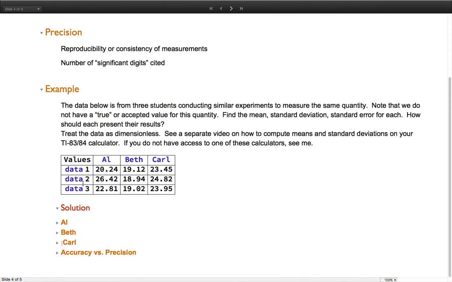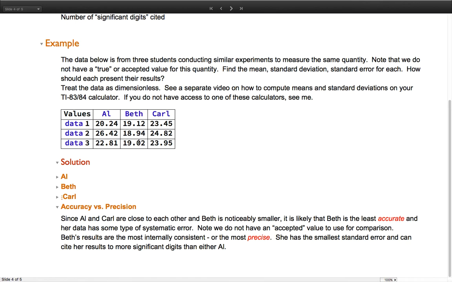Now we can discuss a little bit the difference between accuracy and precision. Now here we don't know what the true value is. There's no true value. So we really can't, as we often can't, discuss which one is more accurate. However, if we look at Al and Carl, they're both fairly close to each other. Namely, they're numbers that are a bit over 20. Beth's is consistently under 20. So this would tend to suggest that Al and Carl are consistent, so it's more likely the so-called true value is closer to their averages.